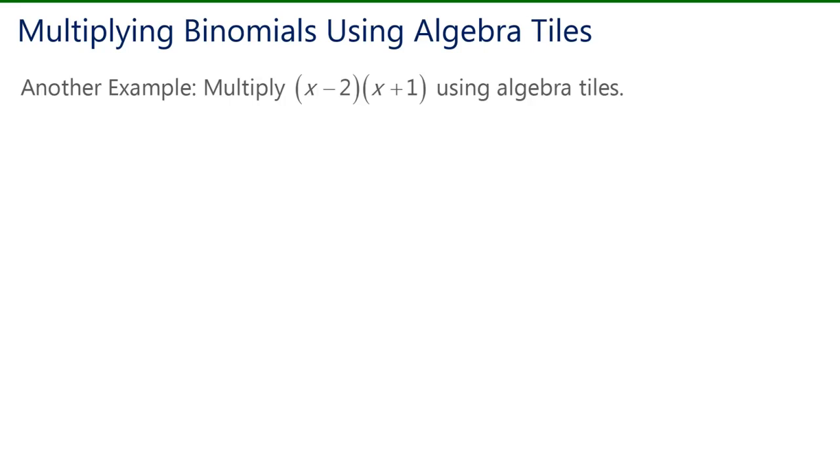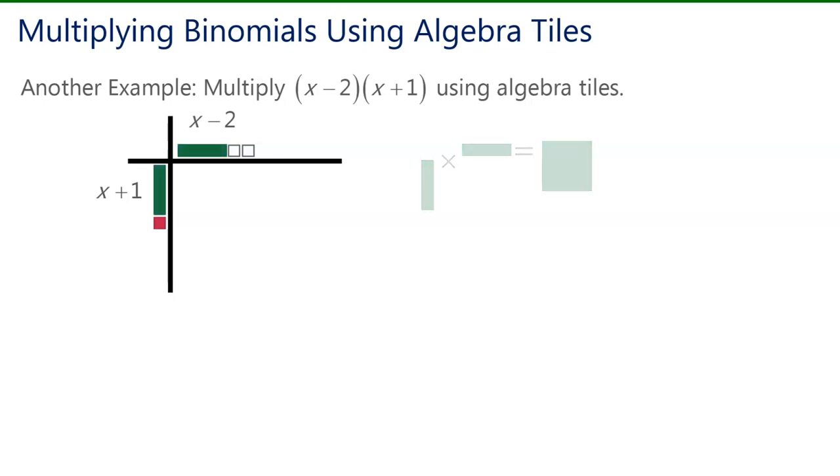Multiply x subtract 2 times x plus 1 using algebra tiles. We start with our t-square. Along the top is our first binomial, x subtract 2. Along the side is our second binomial, x plus 1. We know that x times x gives us x squared. We know that x times negative 1 gives us a negative x.